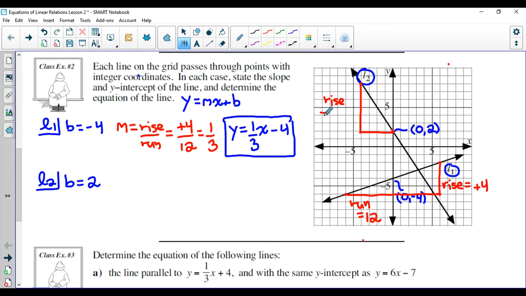So your rise would be equal to, now from left to right, we're going down. So your rise is going to be a negative number. And we're going to go down by 1, 2, 3, 4, 5, and 6. That's going to be a rise of -6. And then your run is how far we go across. We go across by 1, 2, 3, and 4. So if I calculate my slope, slope is rise over run.